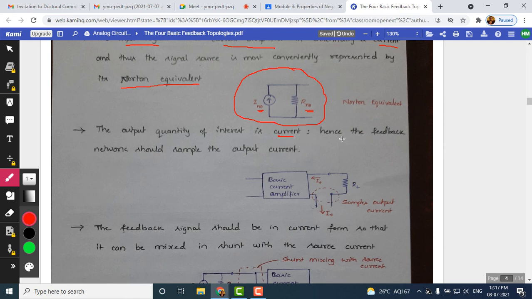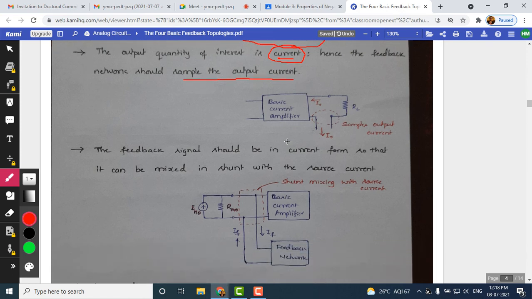Let us see what kind of sampling network is suitable for this current amplifier. Since the input is current and the output is also a current, the feedback network now should sample the output current. Since the output is current, we expect current sampling, and since the input is current, we expect current mixing. We will see how to sample the output current and how to mix that with the input current. The way we sample the output current is shown with this diagram. We have a basic current amplifier which has an input current signal and an output current signal.